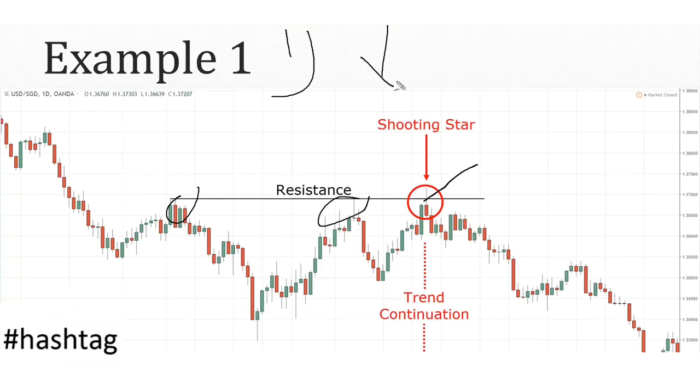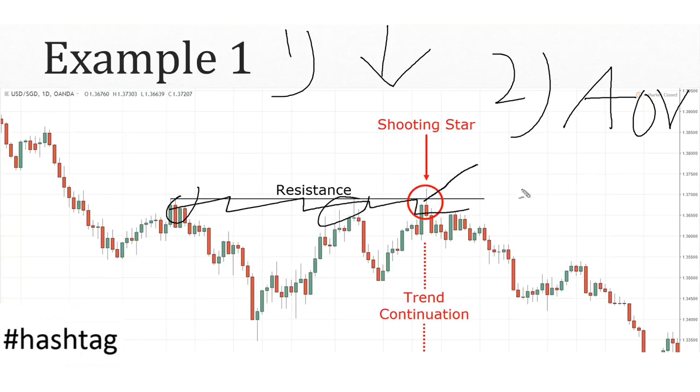So number 1, you look, you have the trend. What is the trend? The trend is down. Number 2, do you have the area of value? Yes, you do, right? This is the area of value, at resistance. And number 3, do you have your entry trigger? Let's call it E, entry trigger. Yes, you do have. This is a shooting star, rejection of higher prices.